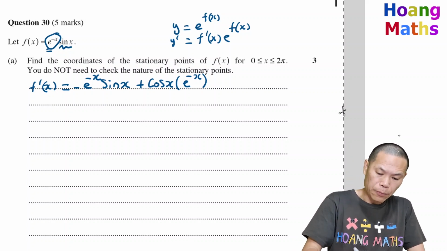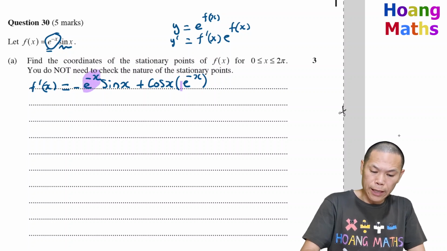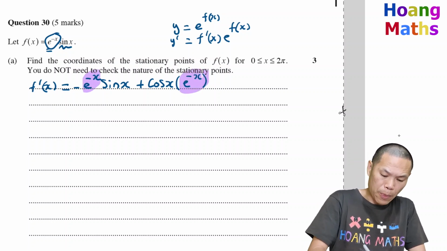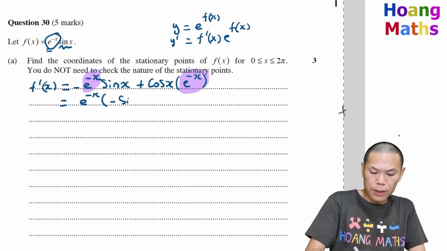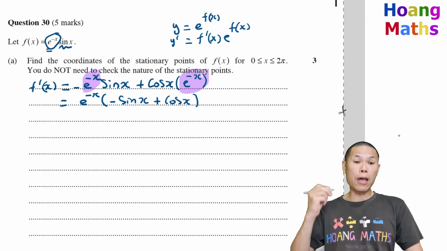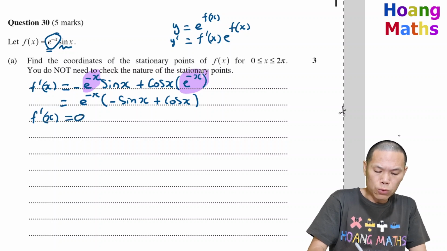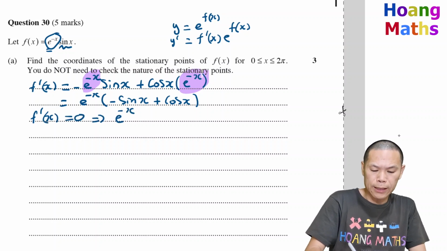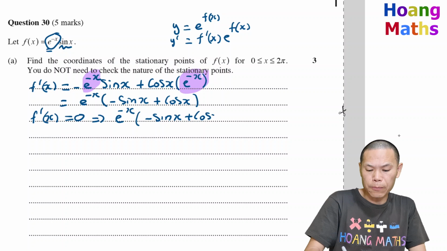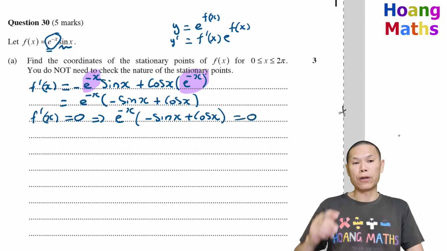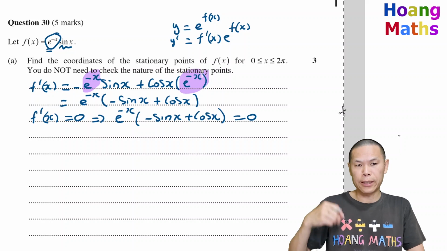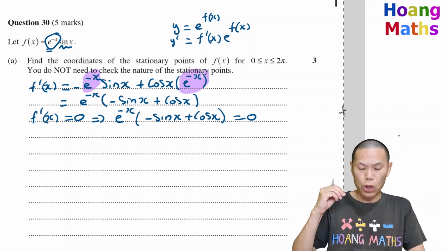The common factor is e to the negative x. Let me take it out. So that gives me e to the negative x brackets negative sine x plus cos x. Now f dash x is equal to 0. So this means e to the negative x and negative sine x plus cos x is 0. Of course, you can write cos x minus sine x, it's actually easier, but doesn't really matter. We just solve it.